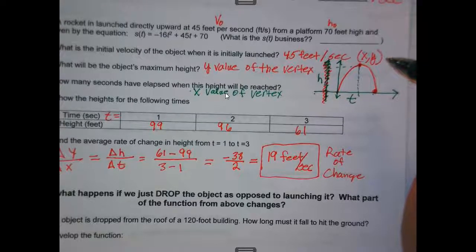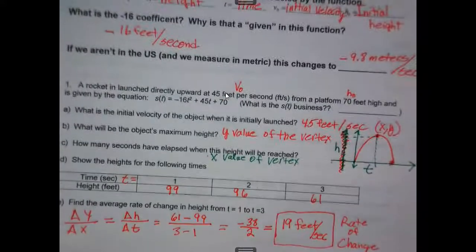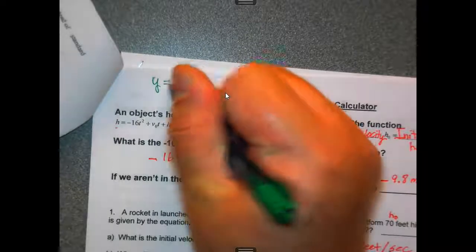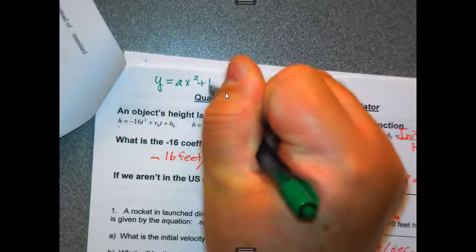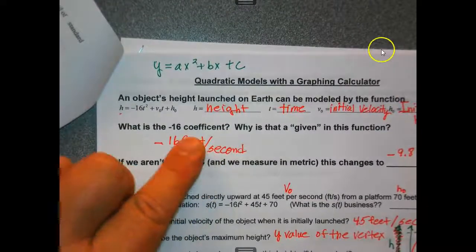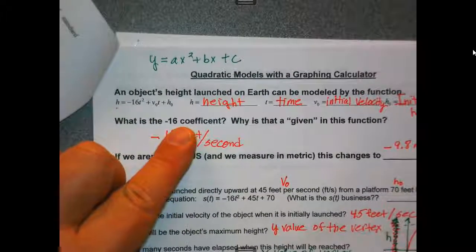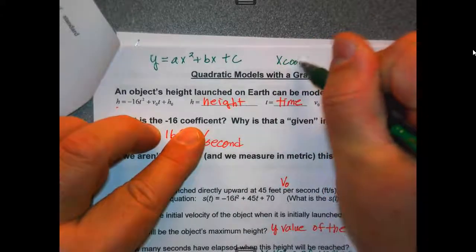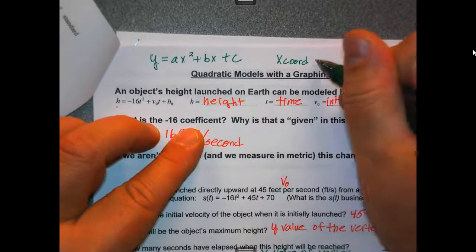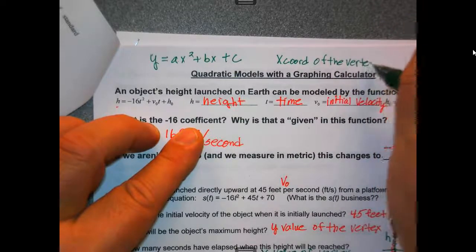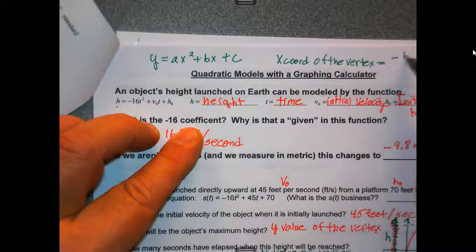From standard form? Sure. Here's standard form of a quadratic function, right? He's asking how do you get the x-coordinate of the vertex? The x-coordinate from standard form. The x-coordinate of the vertex equals negative b over 2a. Okay?